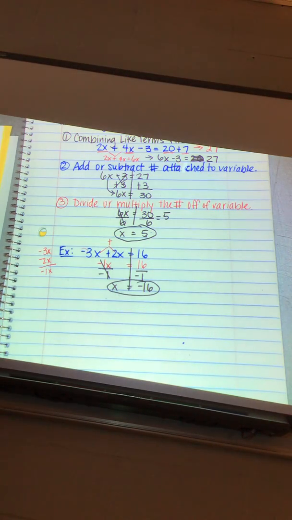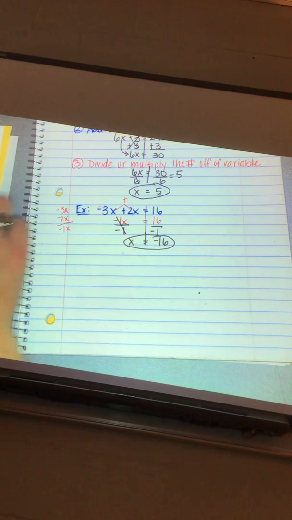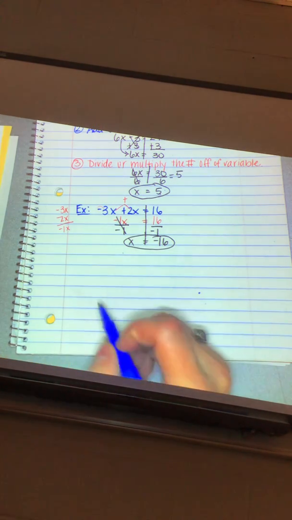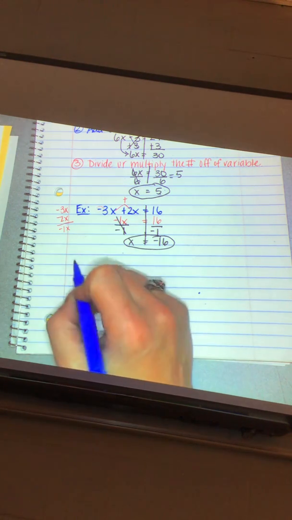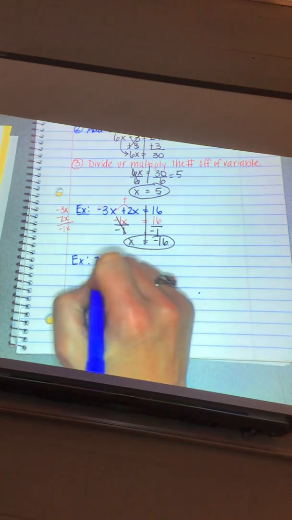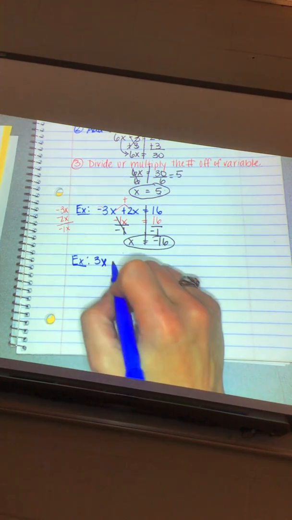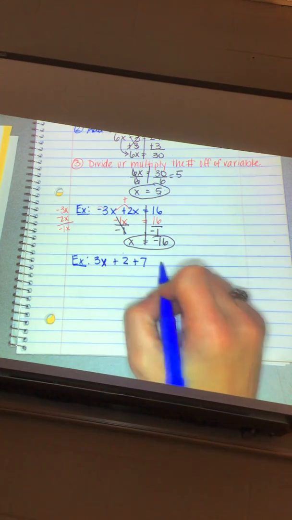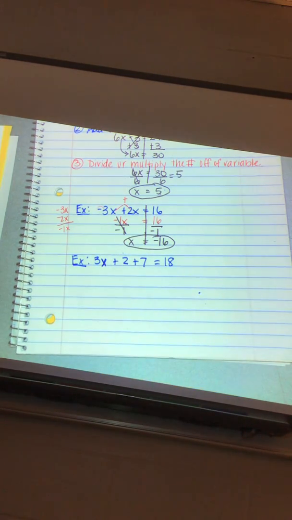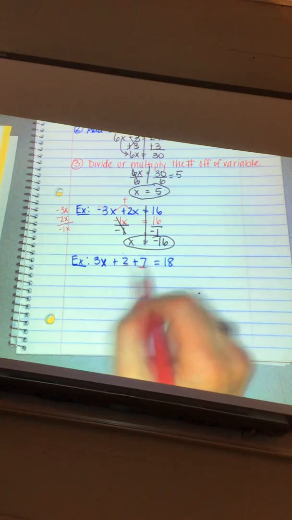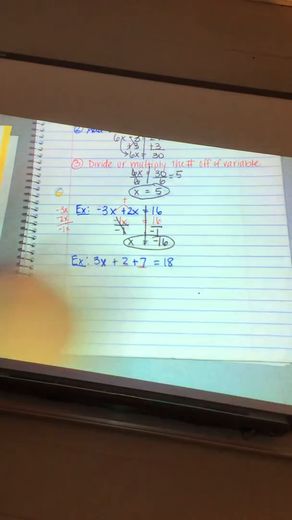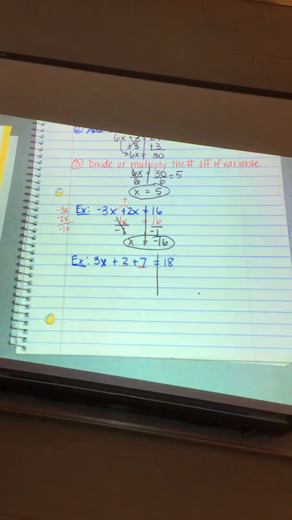Let's do another one. Let's do 3x plus 2 plus 7 equals 18. Okay, so here we have some like terms. I hope you see them. They're right here. We have some numbers we can combine. And you can't combine it with the 18 yet because the 18 is on the other side of the equal sign. Only what's on one side of the equal sign.